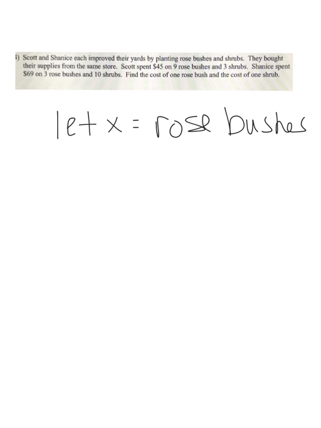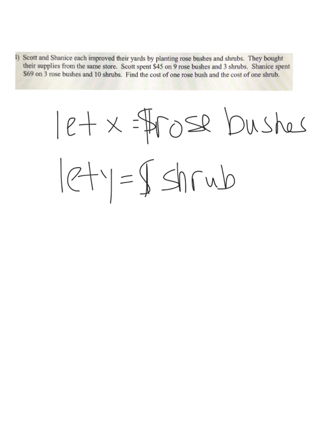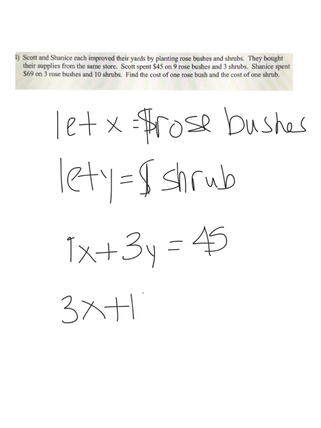Let's read this one. Same thing as Mark and Nicole, they're buying stuff to improve their yard. So let x equal the cost of a rose bush. We're going to let y equal the cost of a shrub. So 9x plus 3y equals 45, and 3x plus 10y equals 69.